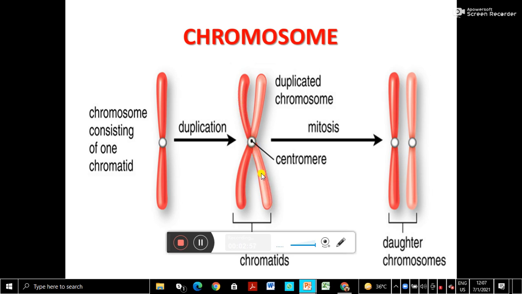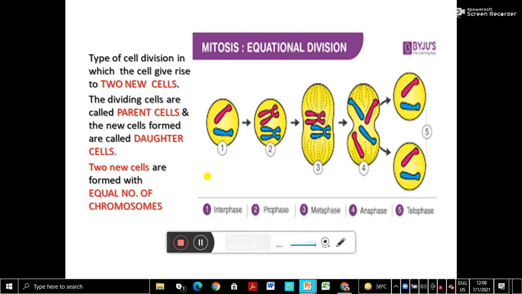And during cell division, these two will be separated into daughter chromosomes. So after understanding the chromosome structure, let us go into detail about cell division.